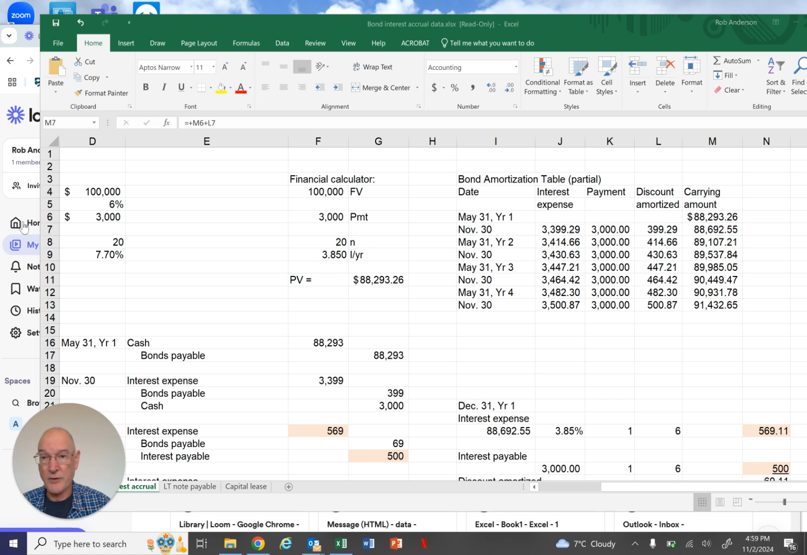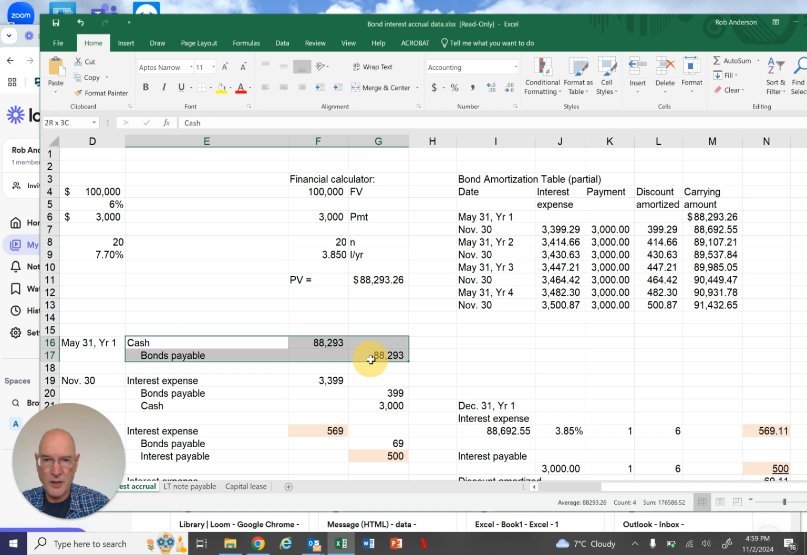So let's go ahead and do our first standard journal entry, debit cash and credit bonds payable. So there's our first entry to issue the bond. Now the second entry is also fairly simple. Notice the second entry is 6 months later and it does not span a year end. Therefore, just as we did in the other videos and in the textbook examples, we're going to do a journal entry for our interest expense.